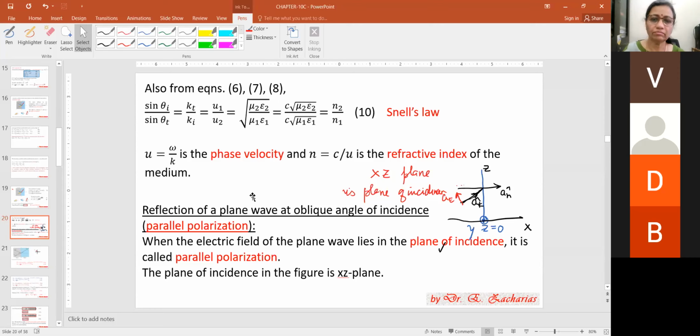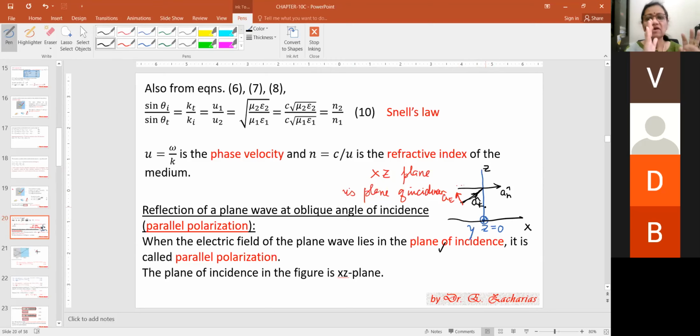Ma'am, it is the XY plane, no, ma'am? Which one? Plane of incidence. See, I have defined what my X, Y, Z are. This is my Y axis. Sorry, this is my Z axis. Z equal to 0 will be the XY plane. Z equal to 0 is a plane perpendicular to the Z axis. Okay, that is clear? Yes, ma'am.